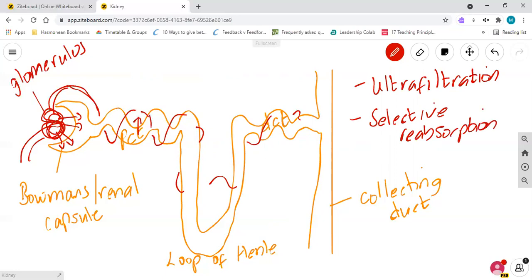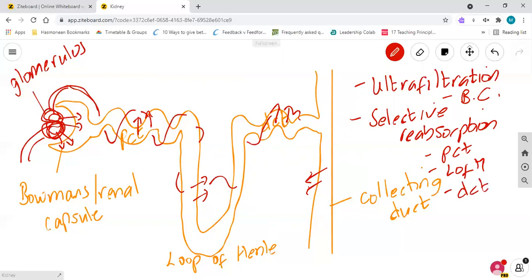So you'll spend the PCT reabsorbing, the loop of Henle reabsorbing, the DCT and the collecting duct. Okay, so whereas ultrafiltration occurs in the Bowman's capsule, selective reabsorption occurs in the PCT, the loop of Henle, and the DCT and the collecting duct. So we need to look at each stage in turn. It seems a really odd way to do it, but it's how it works.